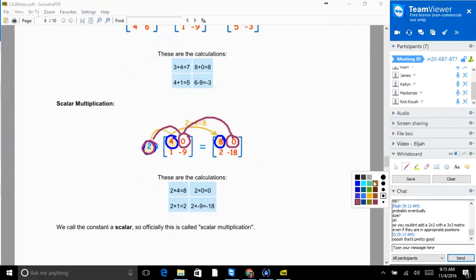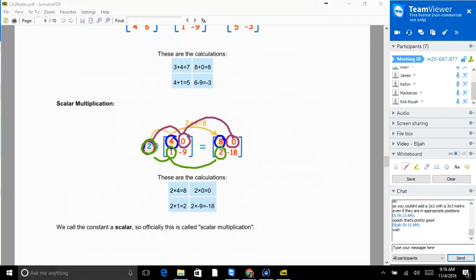Then, big surprise here, right? We're going to move on to the second row. So we're going to do 2 times 1, which is my second row, first column. 2 times 1 is 2. That goes right here.